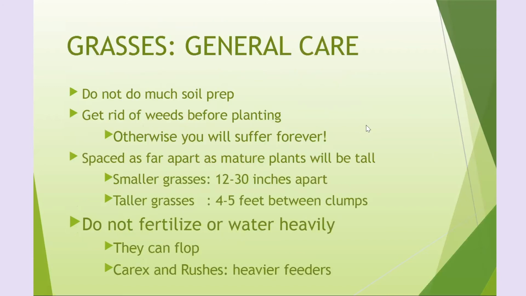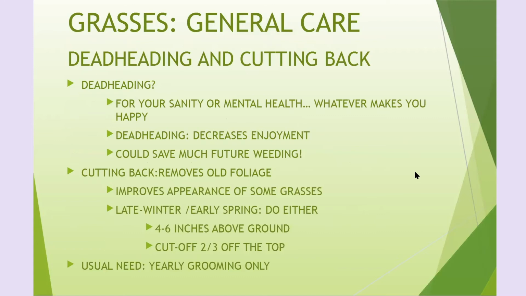When you plant them, do not do much soil prep, and get rid of all the weeds in the area where you're going to plant them. Why? Because if you do not weed or get all the weeds out, you are going to be dealing with weeds forever. They can fly. And then the other thing is how far apart. Smaller grasses, 12 to 30 inches, taller grasses, 4 to 5 feet. Do not fertilize heavily, and once they're established, do not water much.